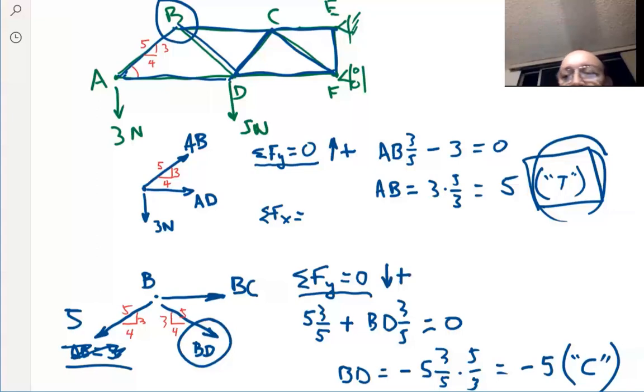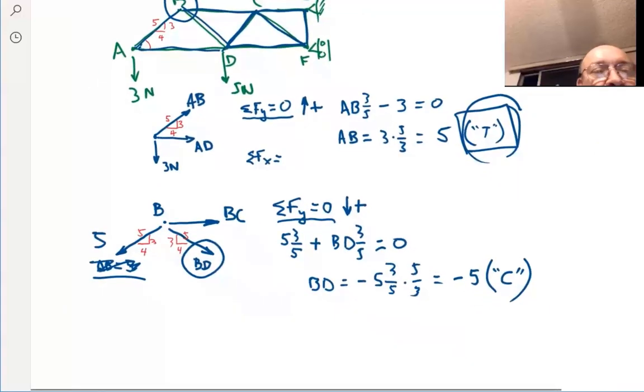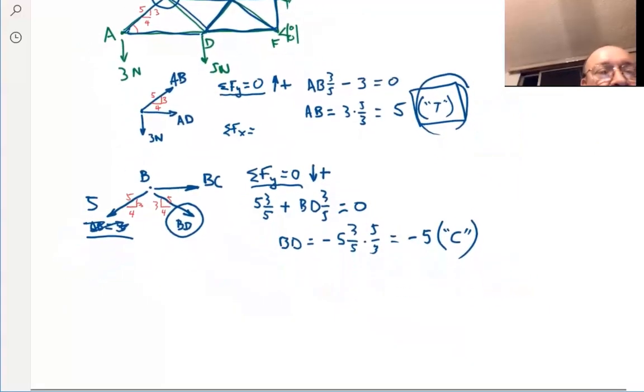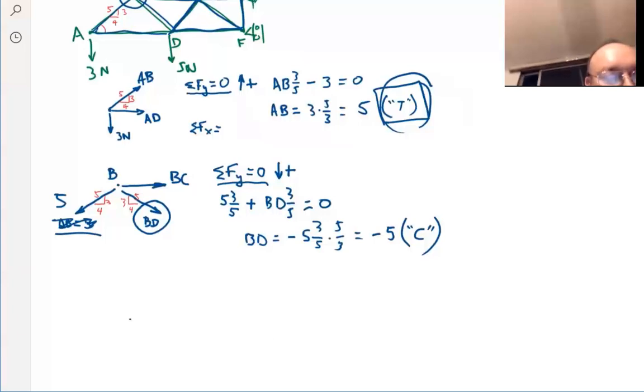What if on your free body diagram you put BD facing the other way? You will get the same answer, but that's not what we recommend to do. Let's do it here with the other convention. Let's say this is B. This is what you got from the previous joint, a 5 in tension. And then we have here BC, and here BD, and the same 3, 4, 5 triangle.